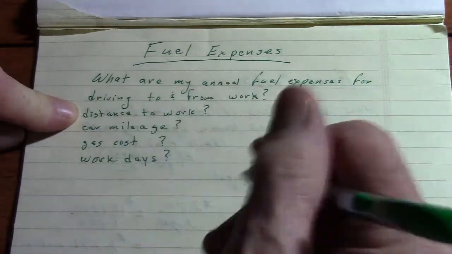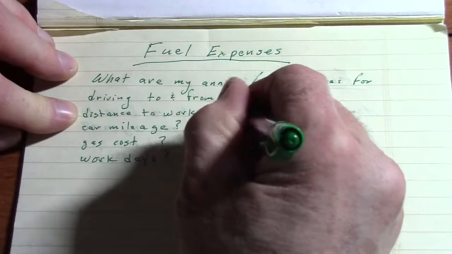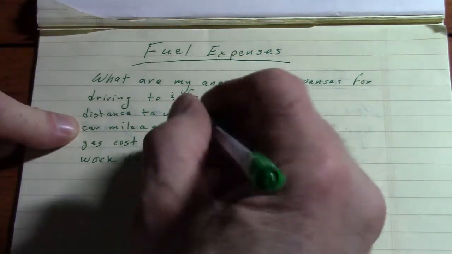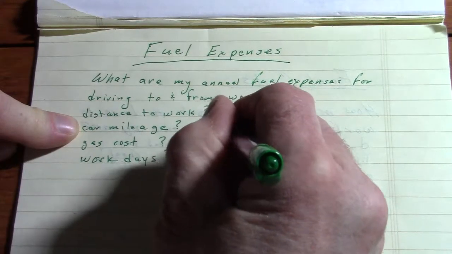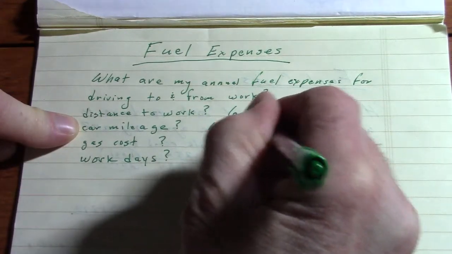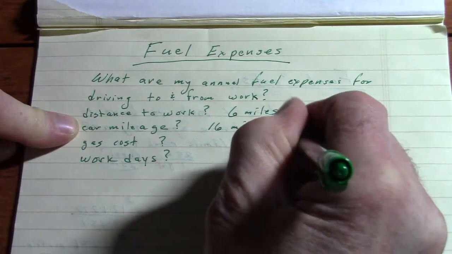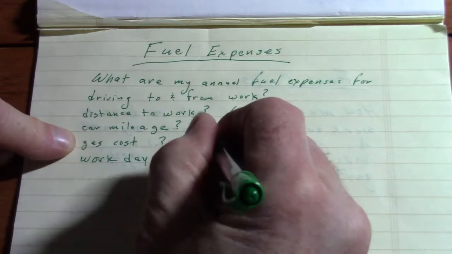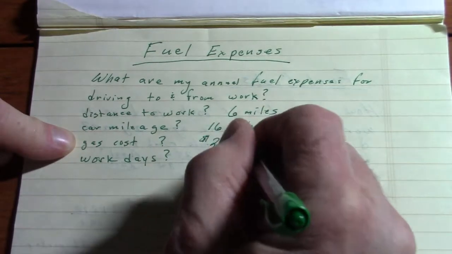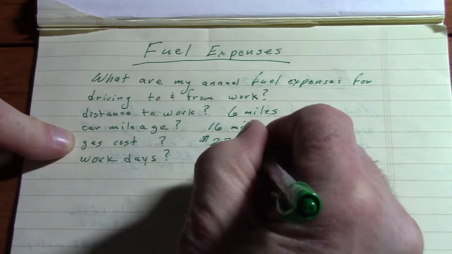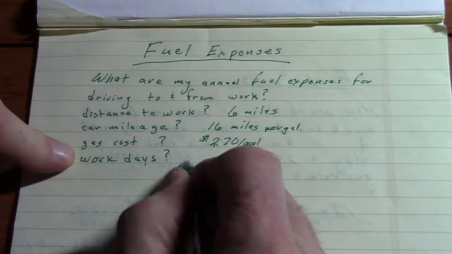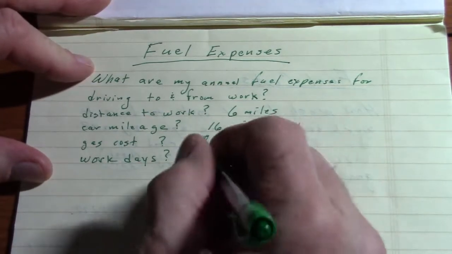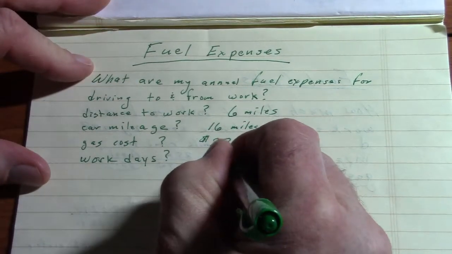So the first question we need to know is, what's your distance to work? And I'm just going to use my distance. My distance to work is 6 miles. The car mileage that I get is about 16 miles per gallon. The gas cost in Yakima is about $2.70 per gallon right now. And the number of days a person works, well, let's say that's about 250 days a year.